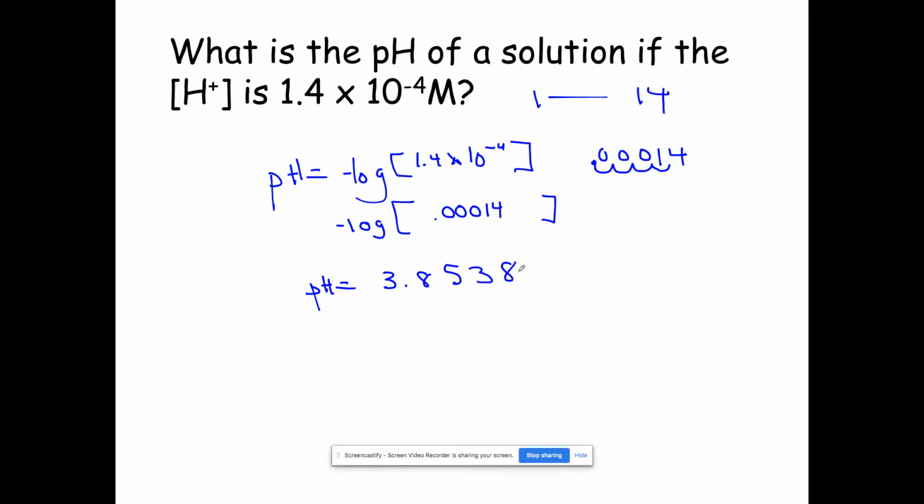of 3.8538, blah, blah, blah. If I really wanted to be a sig fig fanatic, I'd say, okay, 2 sig figs, 3.9. So this makes sense in terms of the pH scale, so it's between those values. And you can say, okay, if the H plus concentration is this size, and I have a pH of 3.9, that's a moderately strong acid. Pretty strong. Okay. I have not seen those kinds of calculations on the Regents in a long time. So I wouldn't worry about it for the Regents, but it's good to know.